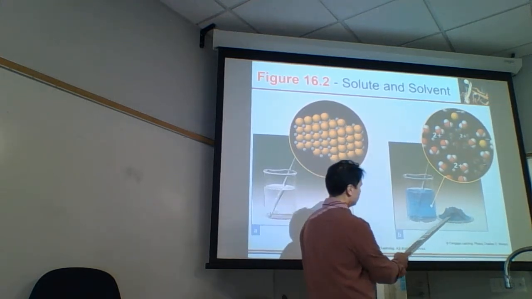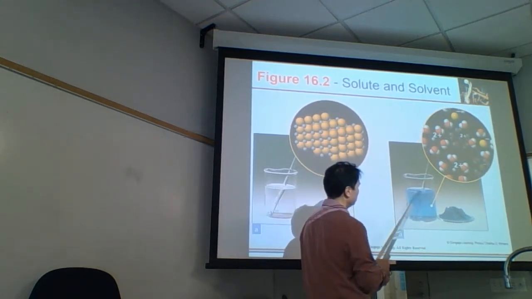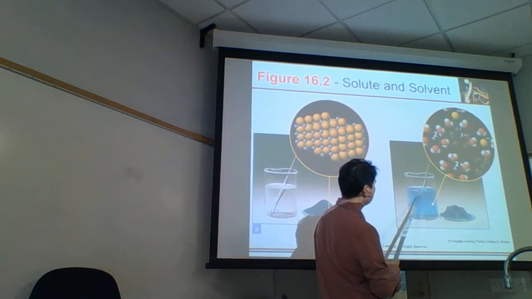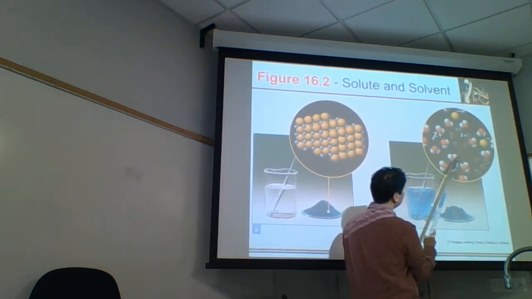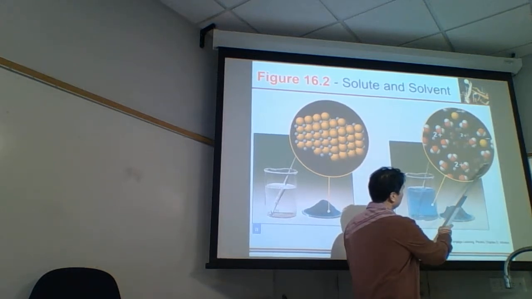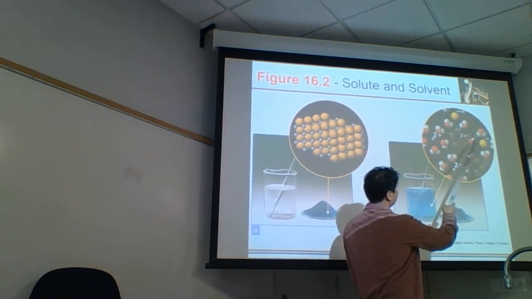So they took a couple of scoops of this dissolved in water. You can see the blue color. The blue color is due to the copper 2 ions in water. And chlorides are colorless. These would be the chlorides here.